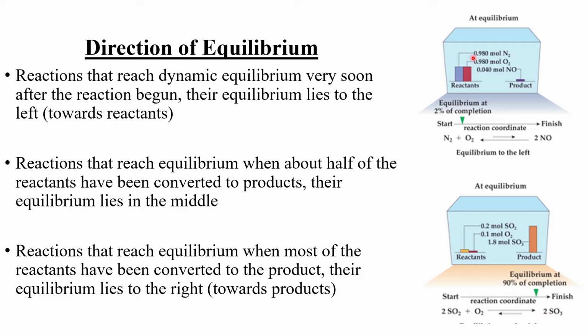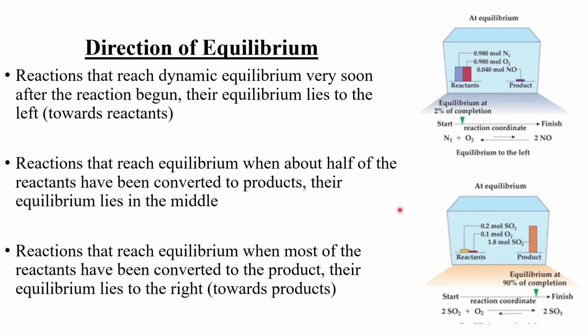There are a few ways to indicate the direction of the equilibrium. One is by words. You can say the direction of the equilibrium is towards the reactant, or towards the left. Then we have some reactions that reach equilibrium when about half of the reactants are converted into product. For those reactions, the equilibrium is actually in the middle.